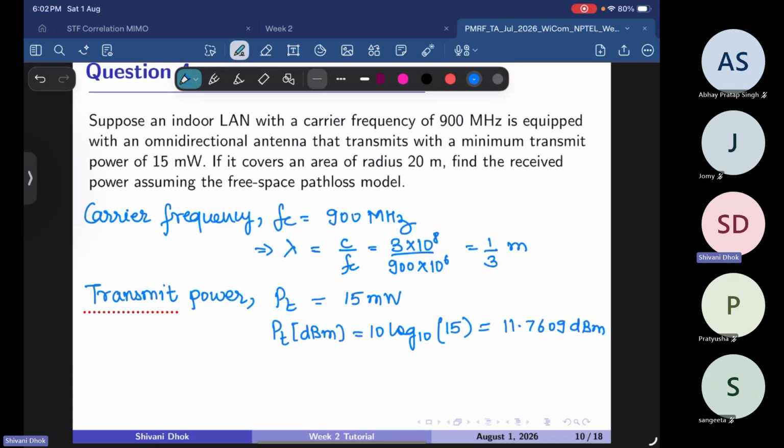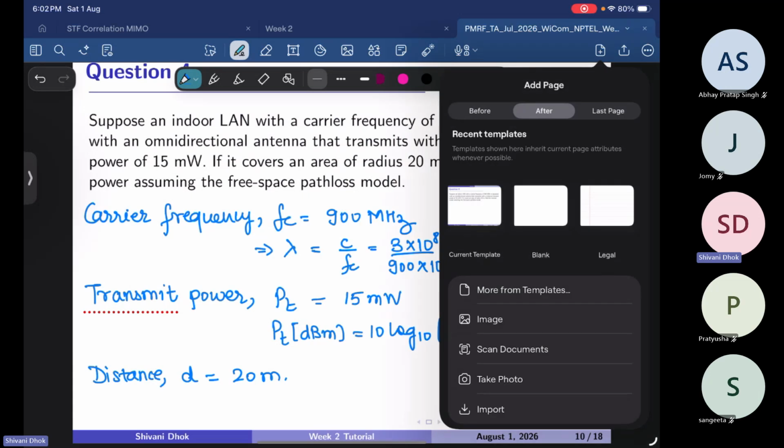Then what is given to us is that it covers an area of radius 20 meters, then find the received power. So the distance d is 20 meters. Then find the received power assuming free space path loss model.